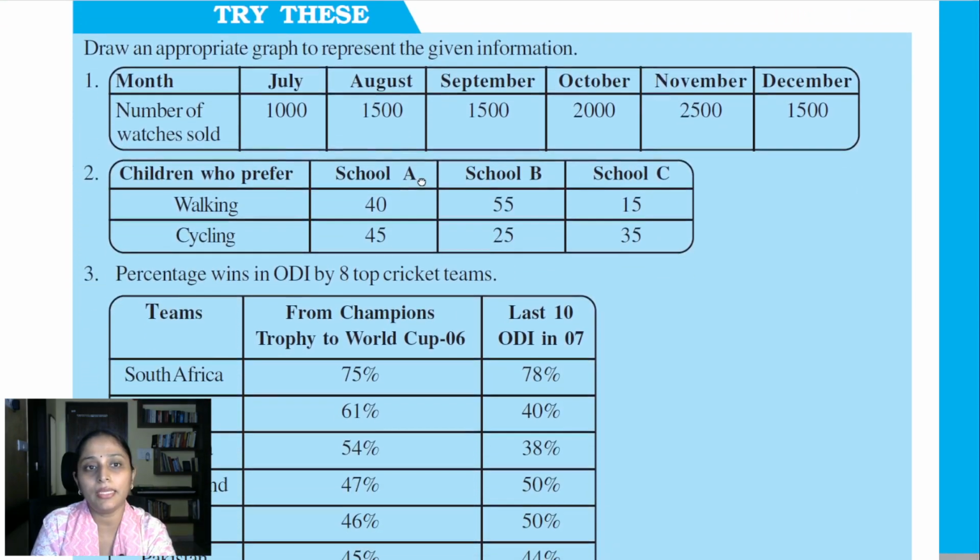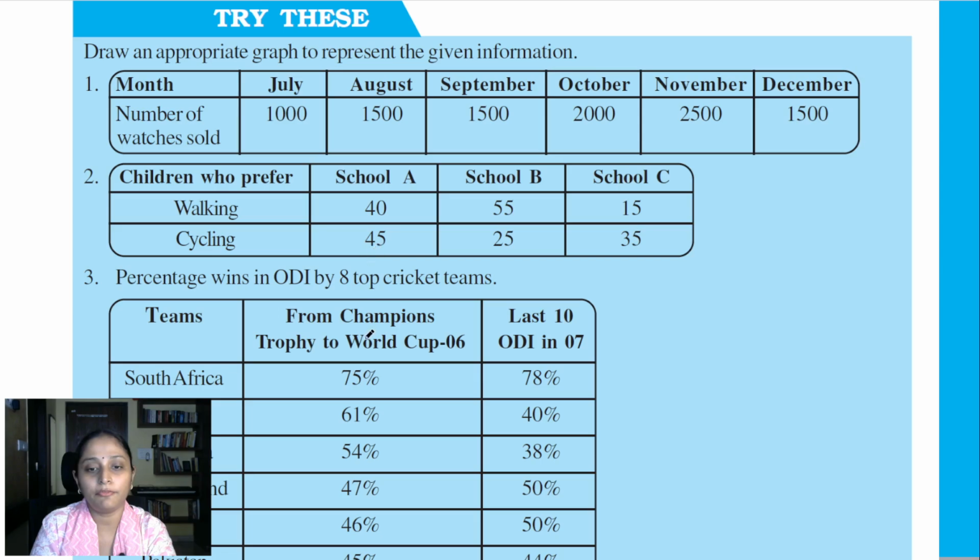Next, they have given three different sums, where they're asking us to draw an appropriate graph to represent the given information. Now let's look at the first one here. Number of watches sold. Monthly, they are giving us the number of watches that were sold at a particular store. In July 1000 was sold, in August 1500, September 1500, October 2000, November 2500 and December 1500. These are the number of watches that were sold.